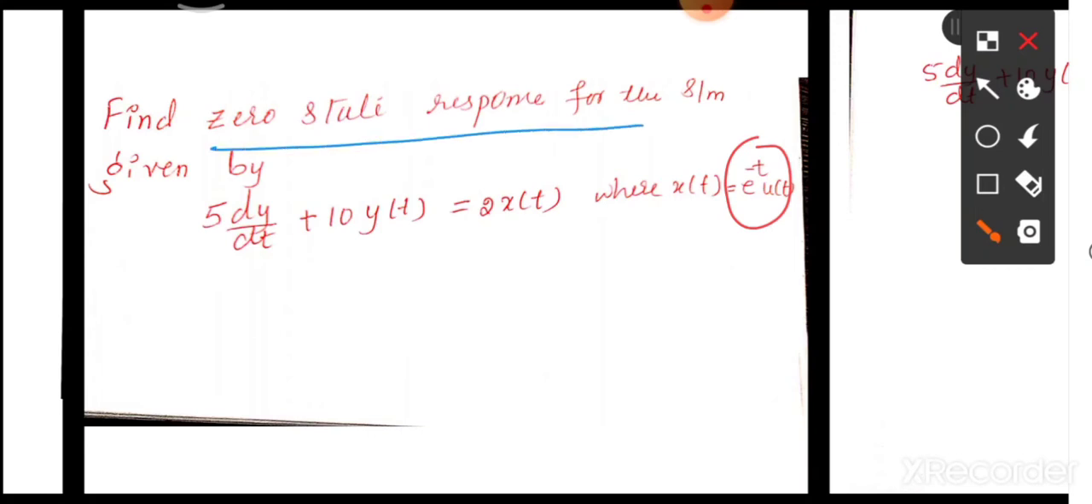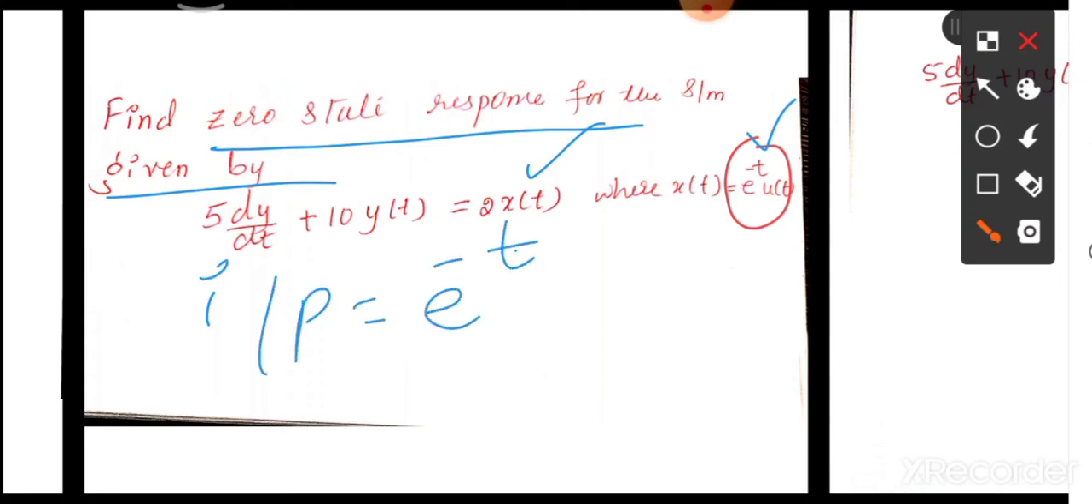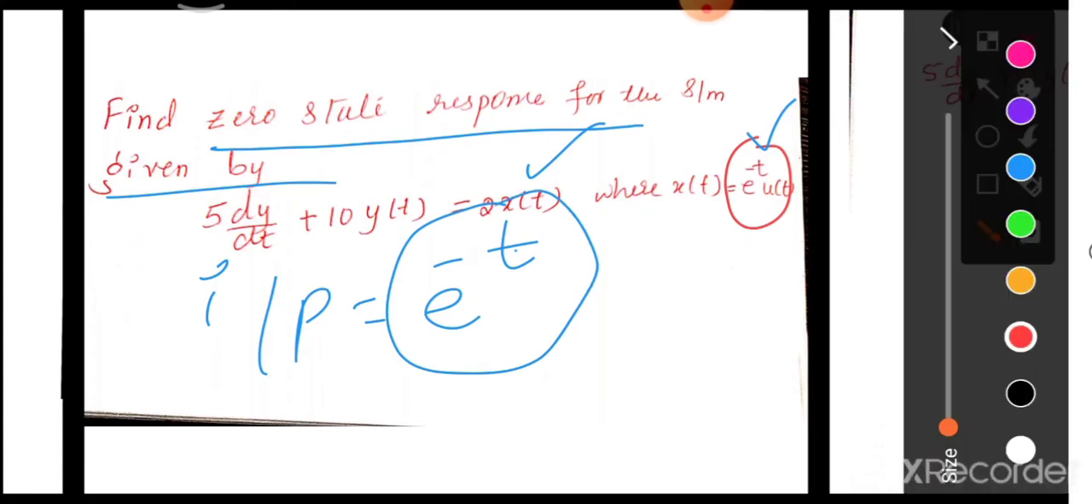Find the zero state response for the system given by 5 dy/dt + 10 y(t) = 2 x(t), where x(t), the input, is e^(-t) u(t). Whenever you have an exponential, remember this: the coefficient of t has to be taken as alpha. Alpha here is minus 1.